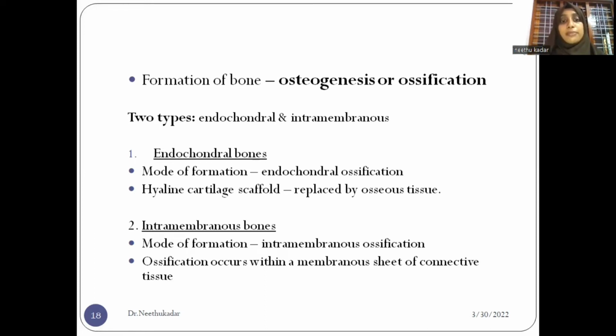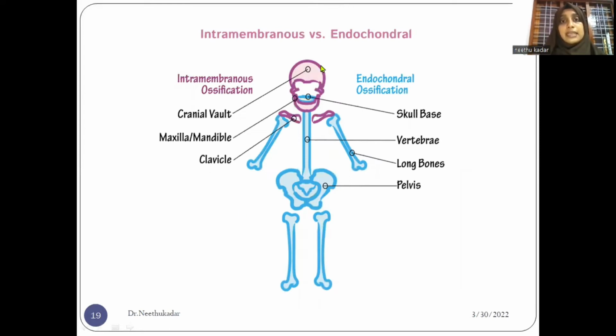Second one is intramembranous bone. The mode of formation is intramembranous ossification. The ossification occurs within a membranous sheet of primitive connective tissue. As you can see here, these are the bones marked based on their formation. For example, the cranial vault, maxilla, mandible, and clavicle are formed by intramembranous ossification. The rest of the bones, like skull base, vertebrae, long bones, pelvis, etc., are formed by endochondral ossification.